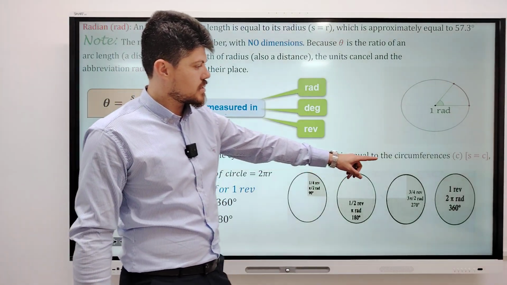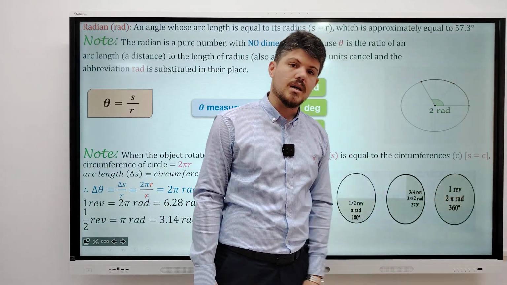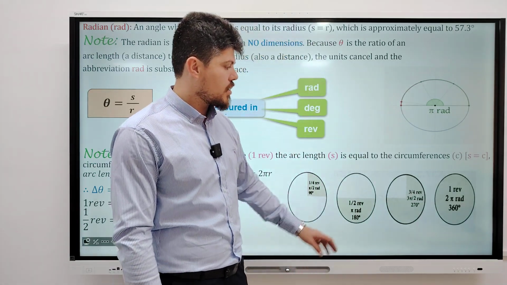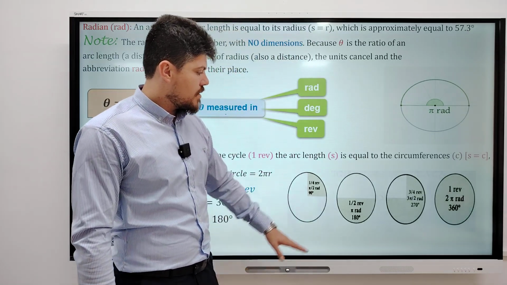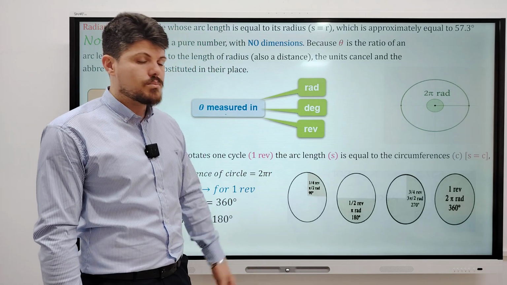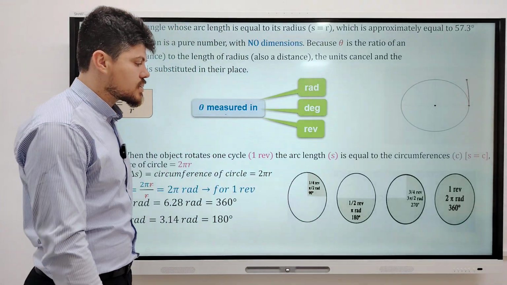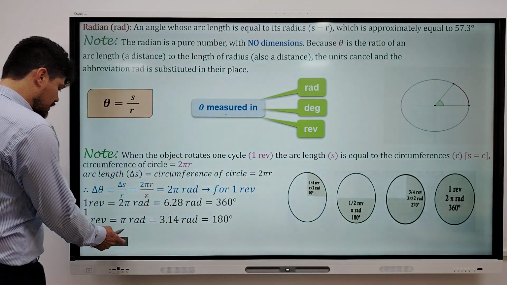Look, this is 1 complete revolution: 1 rev, 2 pi rad, and 360 degrees. 3 over 4 revolution, 3 pi over 2 rad, and 270 degrees. For the half revolution, we have half rev, pi rad, and 180 degrees. For the quarter revolution, we have 1 over 4 rev, pi over 2 rad, and 90 degrees.